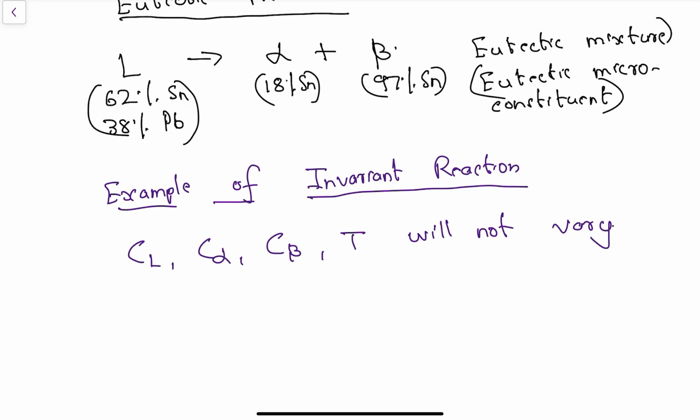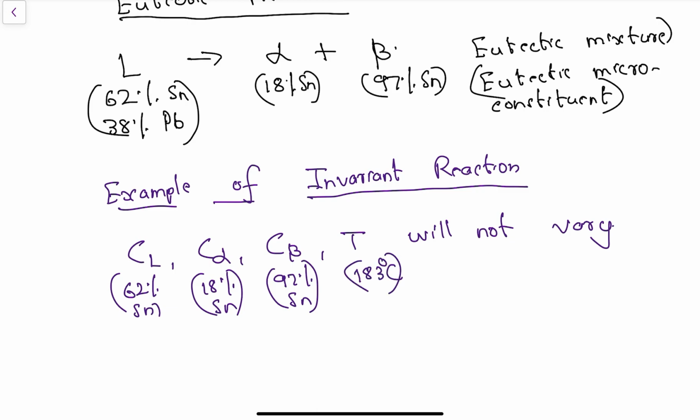For example, the composition of liquid is 62 percentage tin, alpha is 18 percentage tin, beta is 97 percentage tin, and the temperature is 183 degrees Celsius. If you change any of these, temperature, composition, etc., you will not get a eutectic reaction. That is why this is called an invariant reaction.